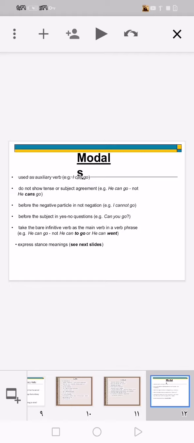Also I can't say he can went. This is incorrect. After can comes an infinitive verb. The infinitive verb is the base verb. Express meaning. See next slide.